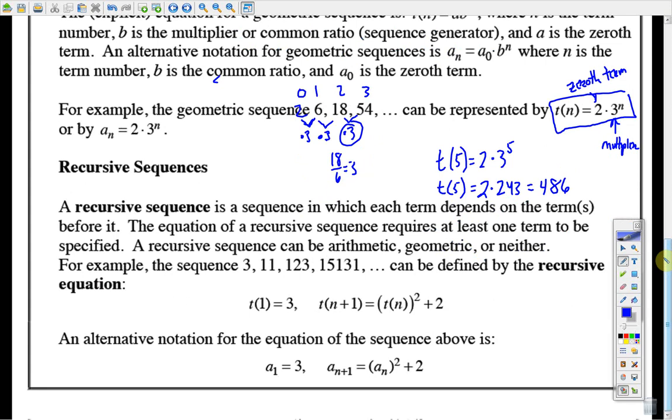Okay, so a recursive sequence is a sequence in which each term depends on the terms before it. The equation of a recursive sequence requires at least one term to be specified. A recursive sequence can be arithmetic, geometric, or neither. So for an example, we have the sequence 3, 11, 123, 15,131, which can be defined by the recursive equation t of 1 equals 3, t of n plus 1 equals t of n squared plus 2.